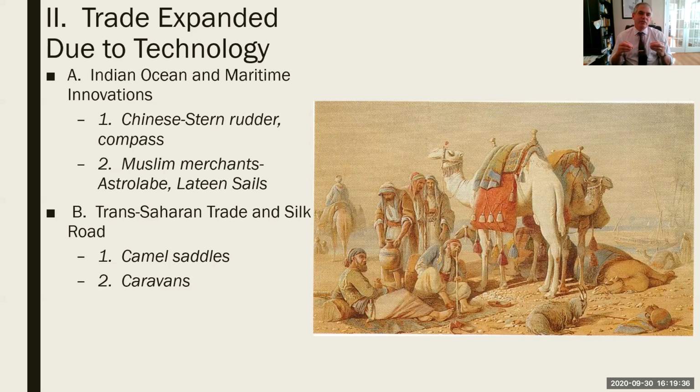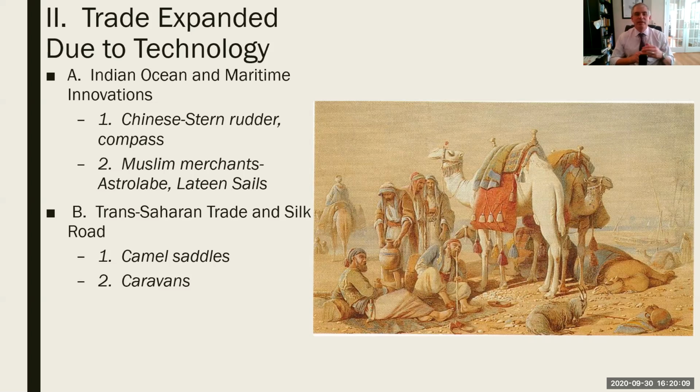The first thing is that trade expanded due to technology. So the idea is that these trade networks are growing in activity between 800 and 1400. They had always been around since about 200 to 100 BCE. But between 100 and about 600 to 700, the activity along these trade routes declined. In about 800, the trade starts to pick back up. And part of the reason for that resurgence of trade is because of technology.